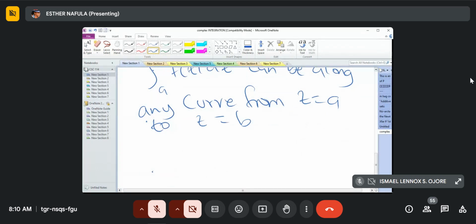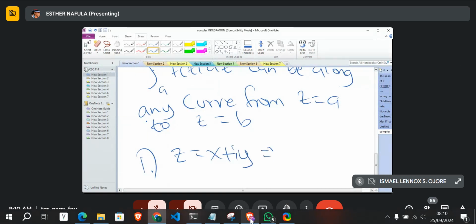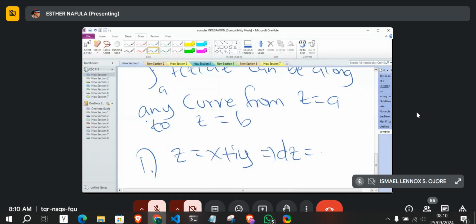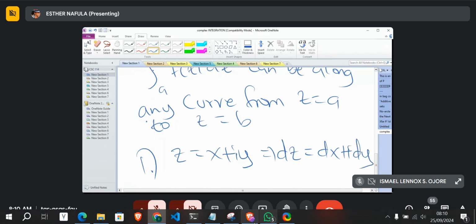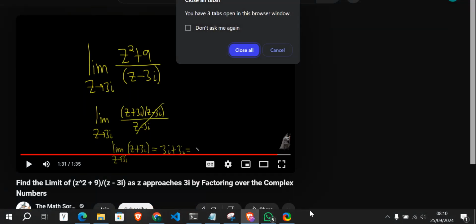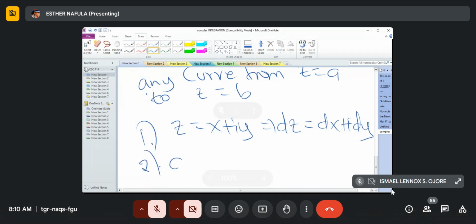We know that z is given by x plus iy. Therefore, dz will be dx plus I times dy. And if this is the case, then we have the following two cases.